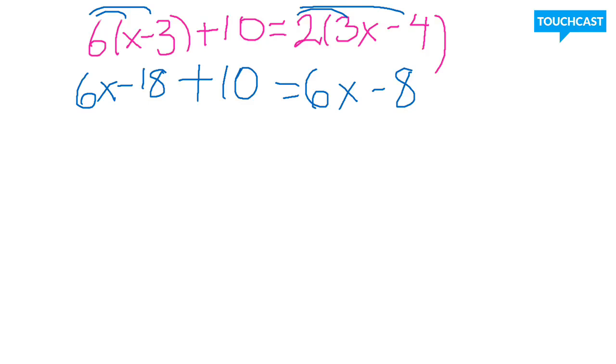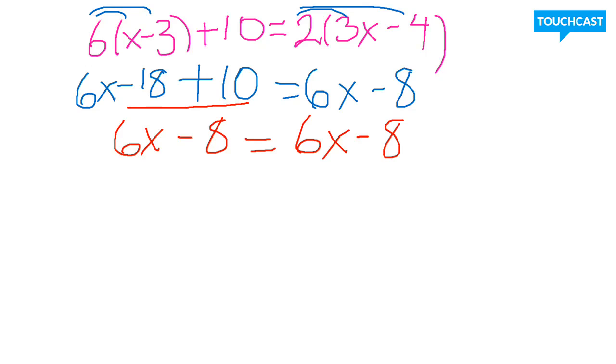Alright, so let's keep going. So simplify a little bit further. Let's combine these terms. So -18 plus 10, that'll leave us with a -8. 6x minus 8 is equal to 6x minus 8. We start to realize there's something different about this problem.